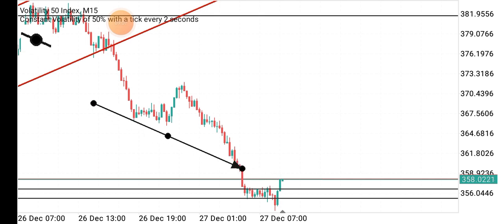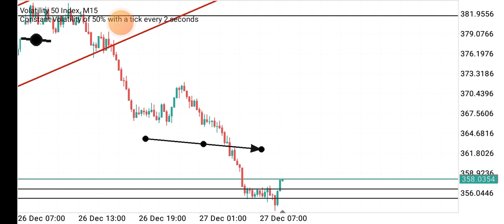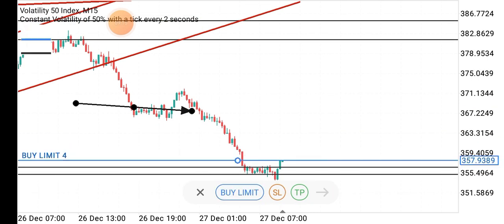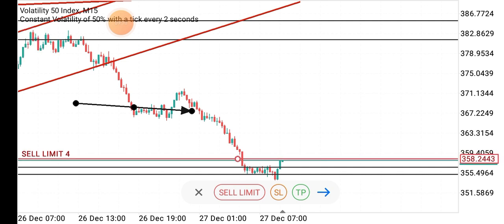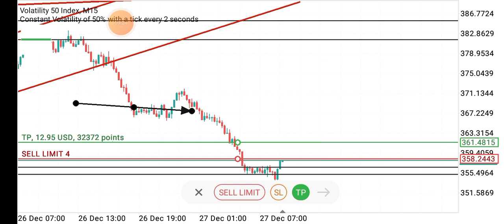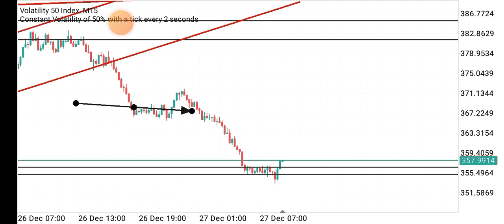So I think the market might possibly buy to where we have this drop setup right here. If the market buys to that spot, then you can just take your profit, because I am actually expecting the market to later continue selling.